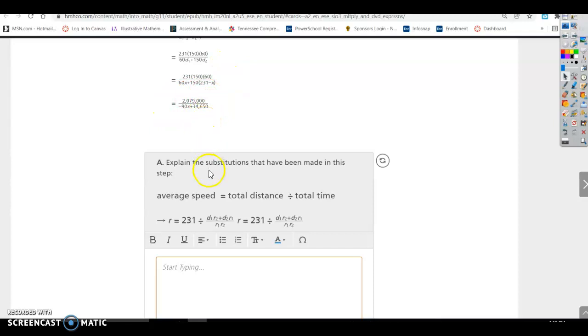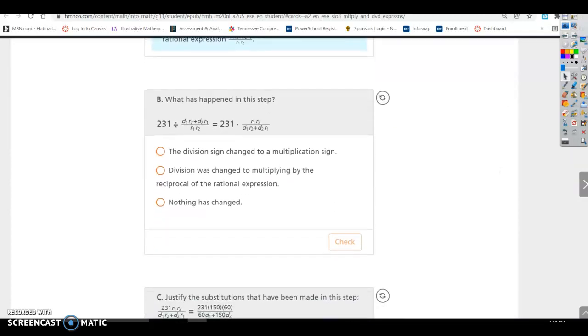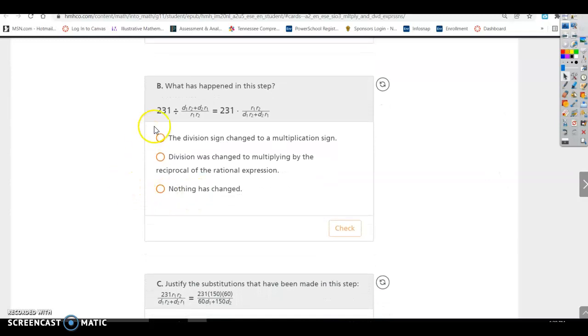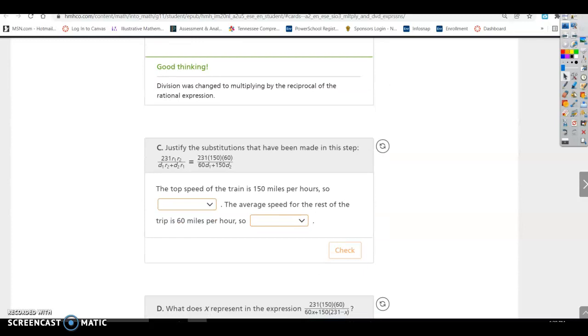Now it says explain the substitutions that have been made. Okay, we just did that. All right, and it says what has happened in this step. All right, so in this step, we went from division to multiplying by the reciprocal. So the division sign changed. Yes, division was changed to multiplication by the reciprocal of the rational expression. That's the best answer. Nothing changed. That's not true.